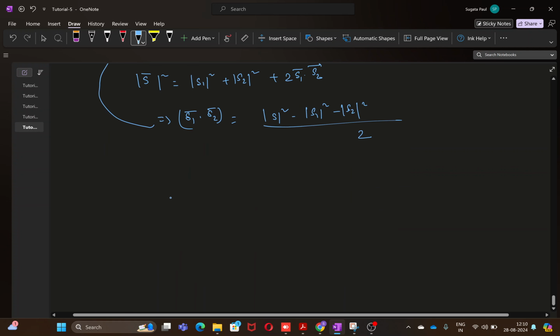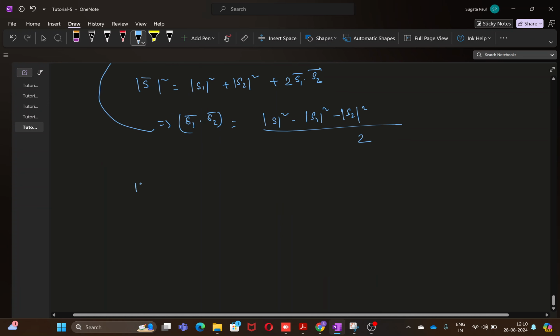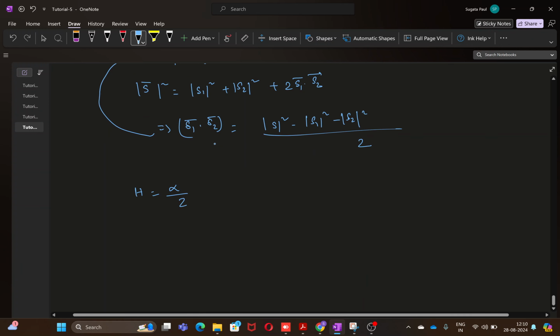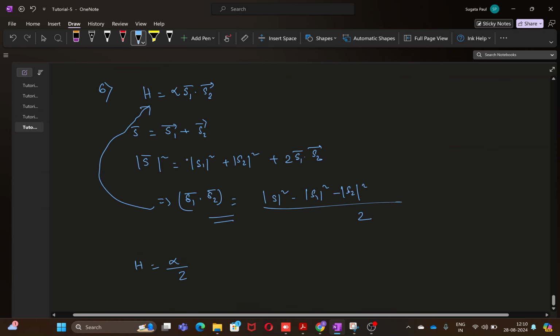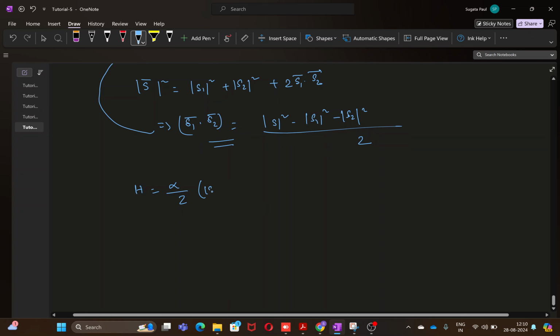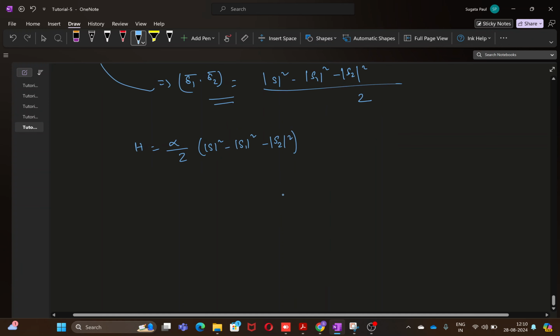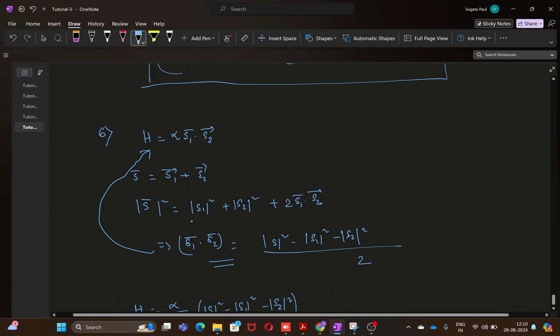So this is the thing that you have to use in the expression of the Hamiltonian to get the eigenvalues. So your Hamiltonian is alpha S1 dot S2, right? So just replace this S1 dot S2 in the Hamiltonian. So this is alpha by 2 times S squared minus S1 squared minus S2 squared. Now you know that if S vector equals S1 plus S2 vector, then the S values that are possible from the combination of S1 and S2 values are basically, so you know that your S1 is equal to 1 and S2 equal to half.